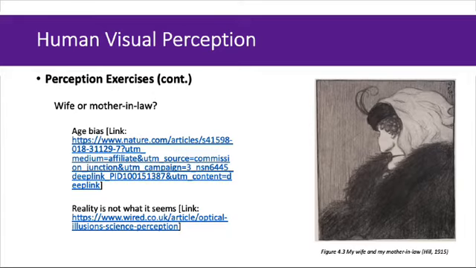To understand the science behind perception further, you might like to read the article "Reality is Not What It Seems: The Science Behind Why Optical Illusions Mess with Our Minds." And there's a link to that on screen, along with a link to the article on age bias. You can look at both of those in your own time.